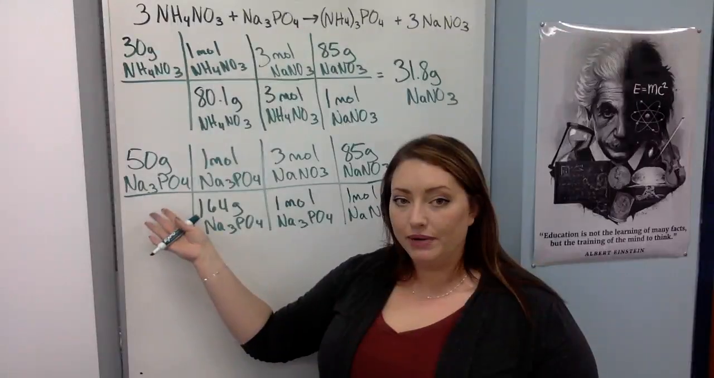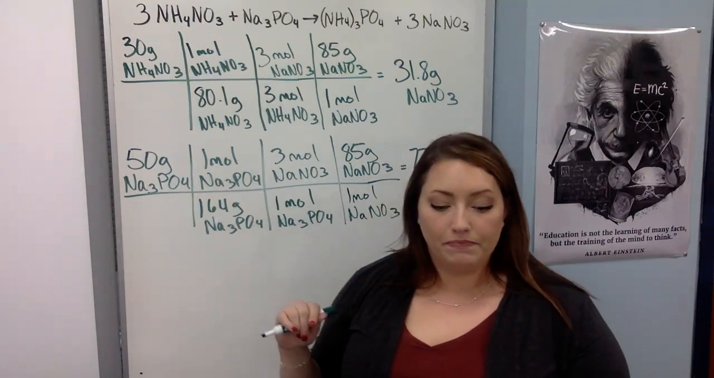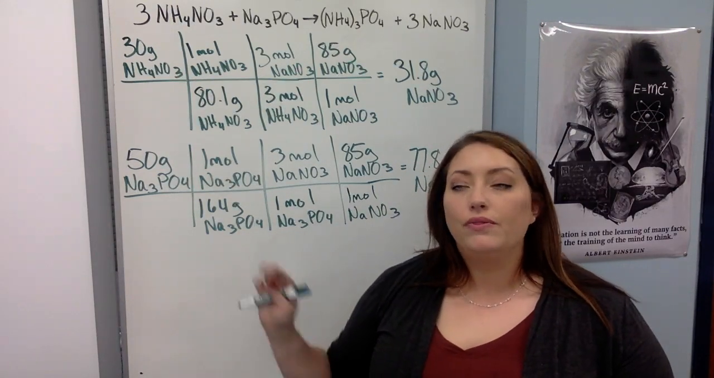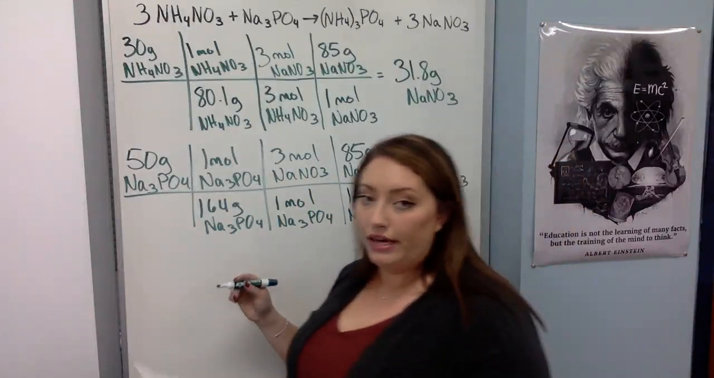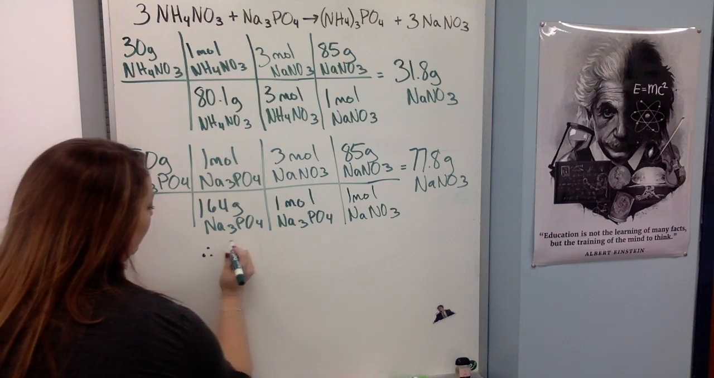You'll have excess reactant of this one left over, and we're going to get to that. That's going to be in part C. So that is part A, and your answer is the 30 grams.